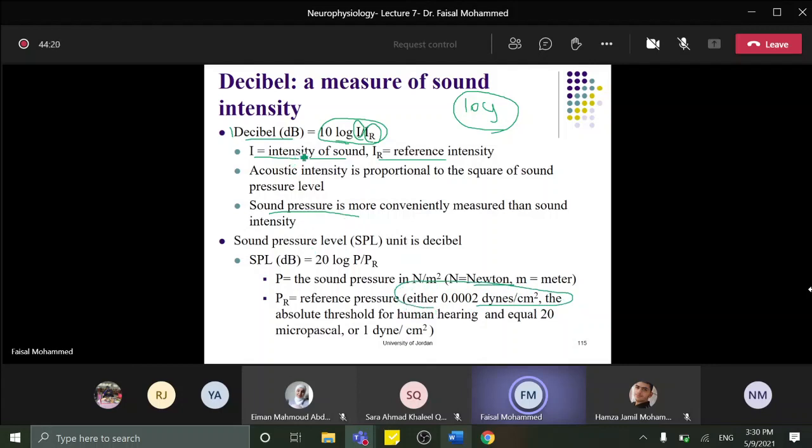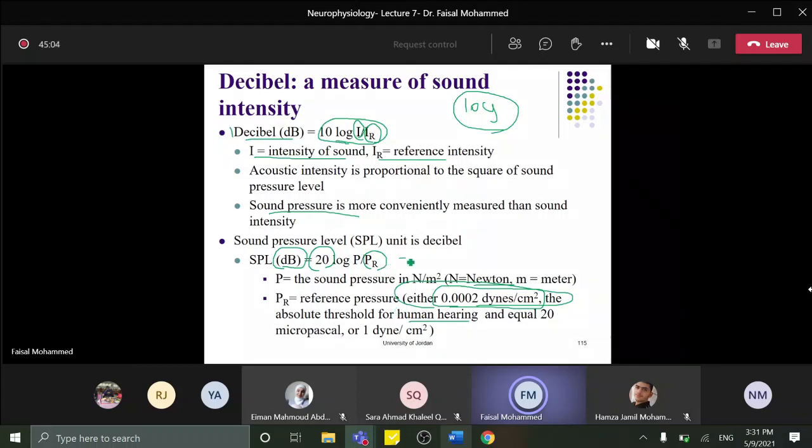So when you convert from intensity to pressure, you multiply by 2. So one decibel in the sound pressure level equal 20 logarithm pressure over reference pressure. What is the reference pressure? The reference pressure is the minimal pressure the human ear can hear. So the human ear can hear around 0.002 dynes per square centimeter. This is the threshold, or this is the minimal sound pressure.